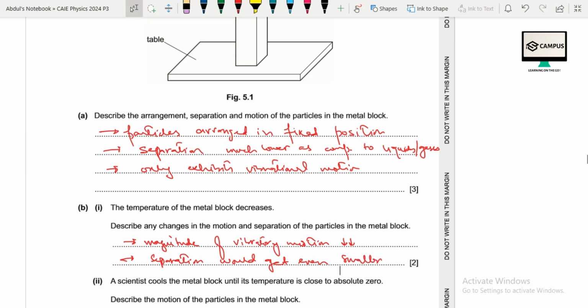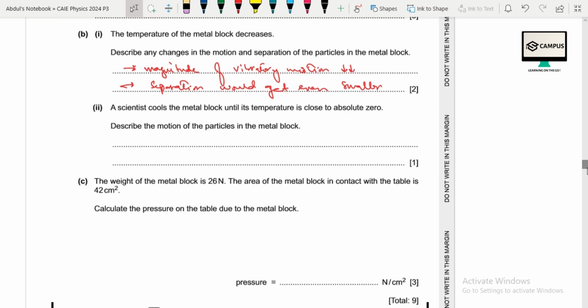All right. A scientist then cools down the metal block until its temperature is close to absolute zero. Describe the motion of the particles. Now, as I've just mentioned, temperature is directly related to the total energy of the substance. Since the temperature is brought close to zero, the energy of the substance is very, very small. And therefore the motion of the particles, which was vibratory in nature because the substance is solid, the magnitude of the vibratory motion would get even smaller.